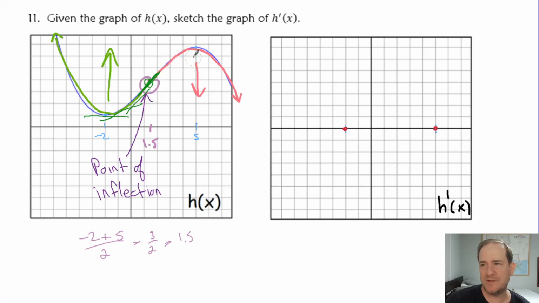Then we hit the pink section of the graph, and suddenly we're getting less steep, less steep, less steep. So that tells me that this point of inflection corresponds to a maximum value of my derivative, because I went from 0 and I got bigger, bigger, bigger, but then I got smaller, smaller, smaller. So at 1.5, I should get a maximum value to my derivative.